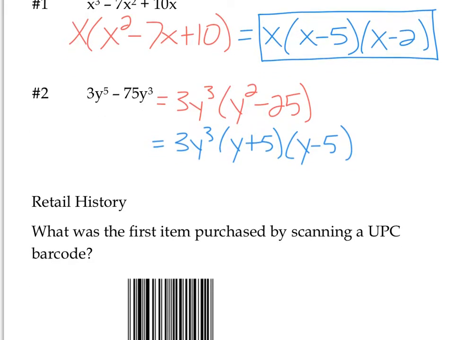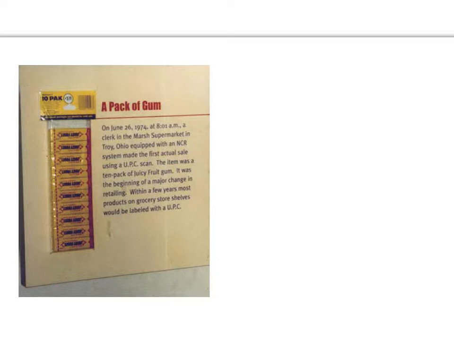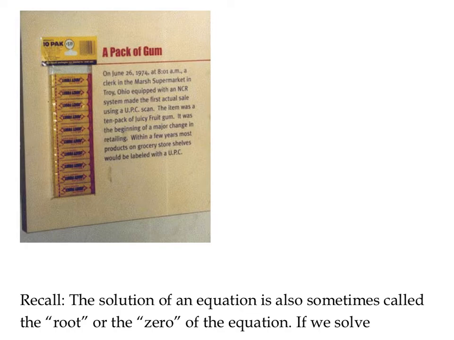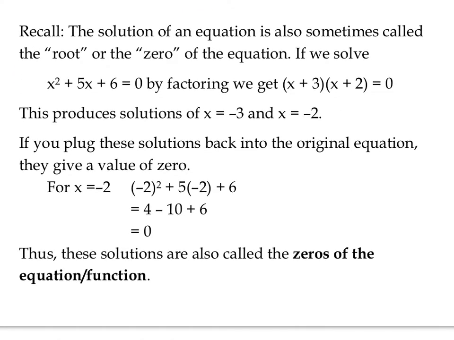What was the first item purchased by scanning a UPC barcode? You've seen these codes on things. They scan them over the register, and boom, the price pops up. So what was the first item that was ever scanned using that UPC barcode? You can see here a pack of gum. That Juicy Fruit gum, back in 1974, was the first item scanned with a UPC barcode. Now, things are scanned for all types of stuff, not even just items we buy at the store. Pretty commonplace.